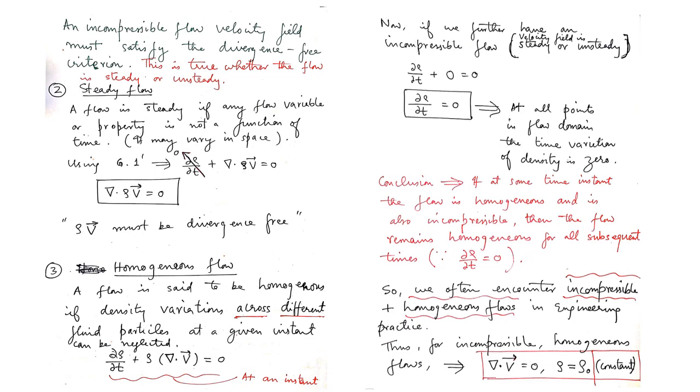So when we say that flow is incompressible and homogeneous, the final conclusion, in terms of mathematics, is that the velocity field must be divergence free because the flow is incompressible, and homogeneity for all times implies that rho must be a simple constant value. Okay, that means it is neither varying in space nor with time. This is something very interesting, even though the flow may be unsteady.